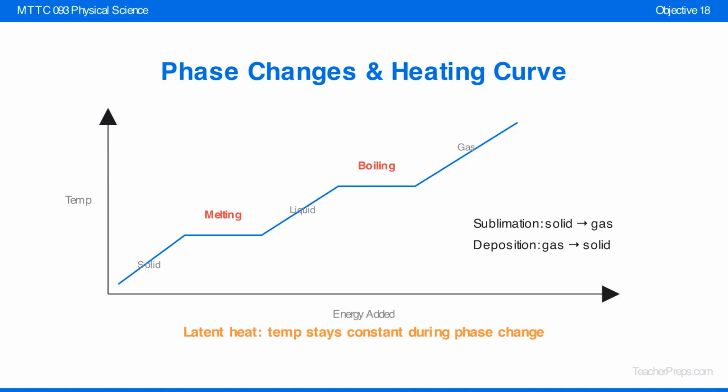Endothermic phase changes absorb energy: melting, evaporation, and sublimation. Exothermic phase changes release energy: freezing, condensation, and deposition.